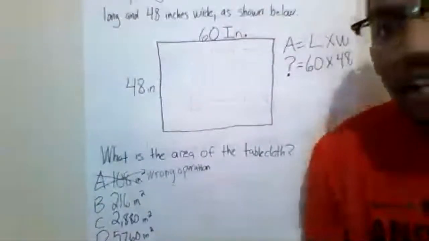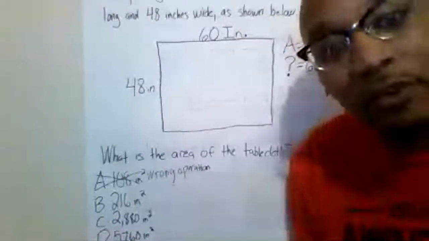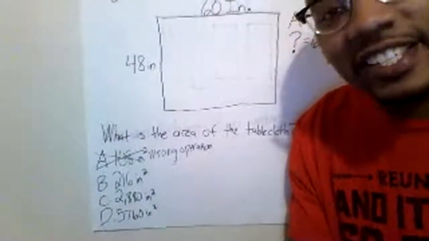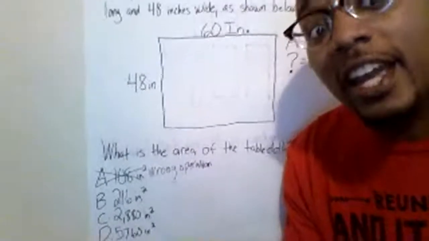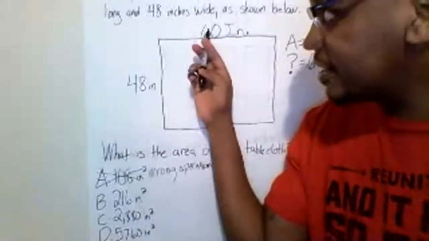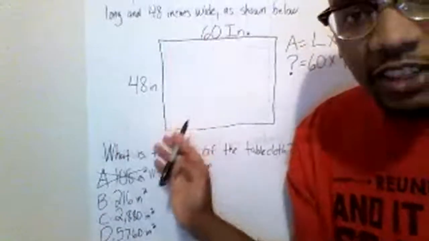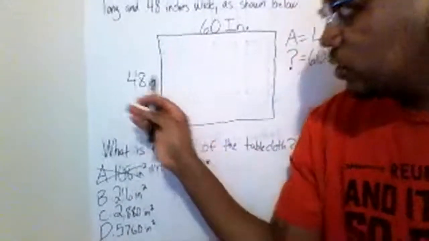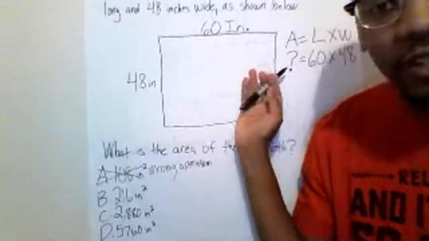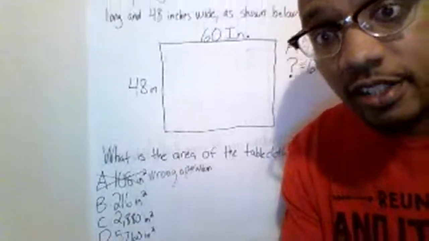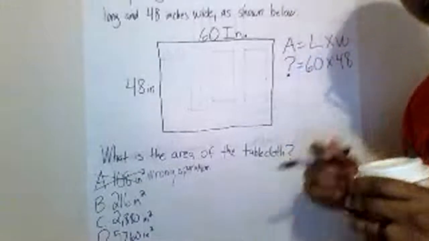All right, good. Now let me see if you really know what you're doing. Look at B. B is 216. Does anybody know what B is? If this is 60 and this is 48, think about the other sides. That would be 60 and that would be 48 too. Can anybody tell me what B is? Type it in.